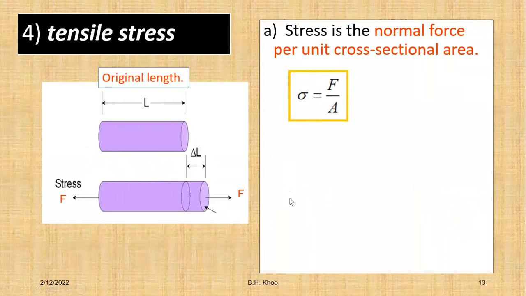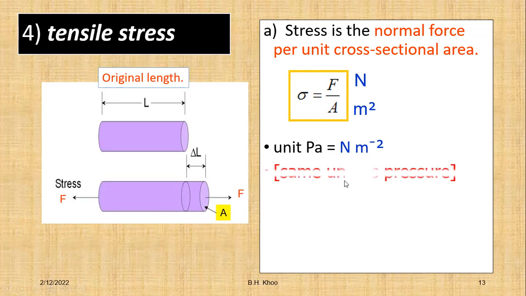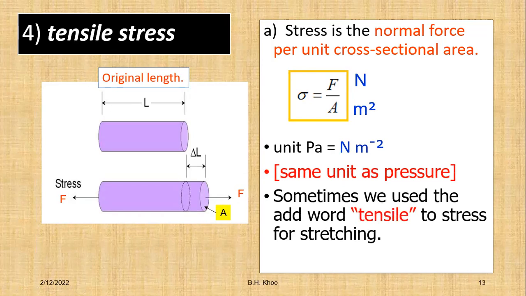So stress is the normal force. We call it normal because it's always perpendicular to the surface, per unit cross-section area, this area, right? Not the side area. The area that's perpendicular to the force. Force divided by area. That's the formula. Force is in Newton. Area is in meter squared. So the unit is Pascal, or Newton per meter squared. Same unit as pressure. Sometimes we use the word tensile to show that it's stretching, tension.